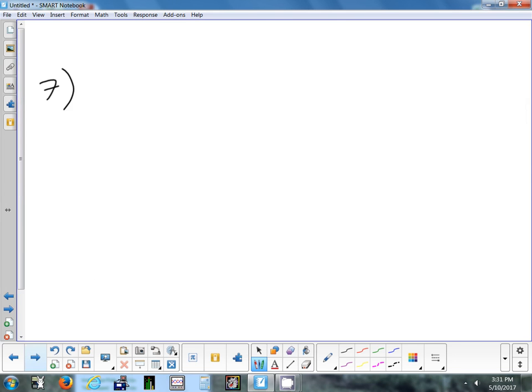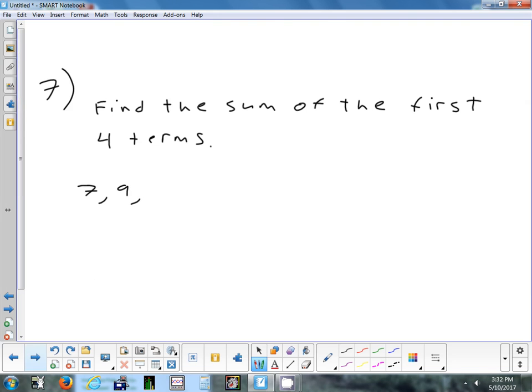So let's do this one. I'm finding the sum. I'm going to do one that we can do by hand, and then I want to do one like the last problem in class. So find the sum of the first 4 terms. I'm going to keep it small so we can do it easily. Let's do 7, 9, 11. And let's say that's all I give you.